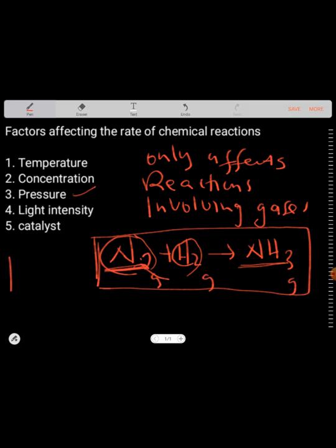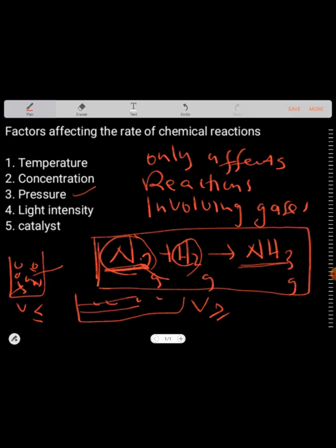For example, when you put particles in a small container and when you put particles in a big container, the volume here is more as compared to the volume in here. So the volume here is less, while the volume here is more. So the lesser the volume, the more the pressure, because the particles will now be exerting more pressure on the walls of the container, unlike here.